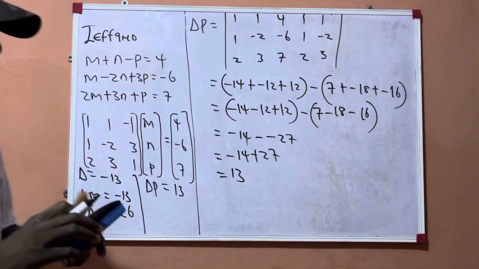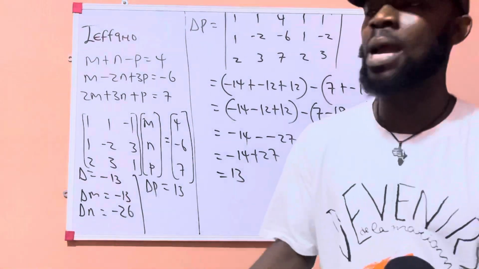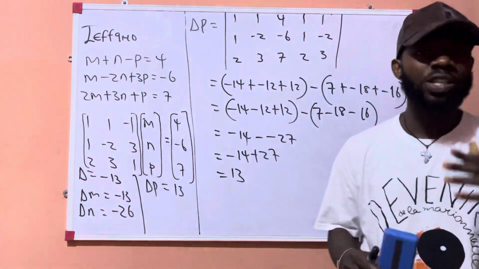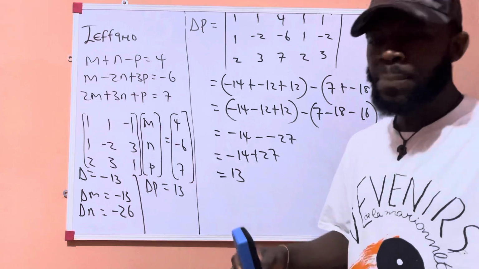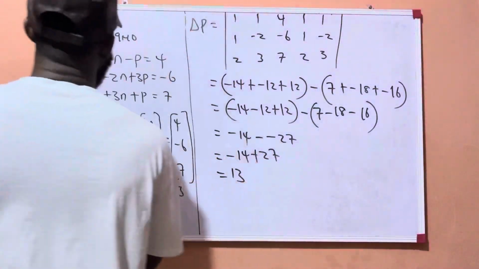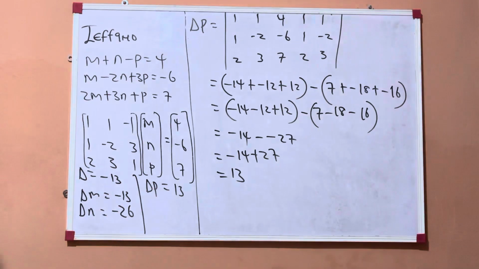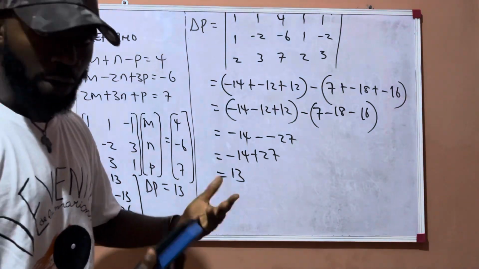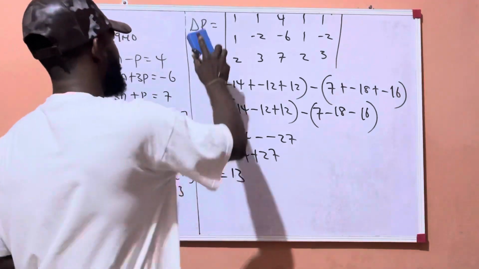Now, remember, the question didn't say we should solve for change in M, change in N, and change in P. No. The question says find the values of M, P, and N. Now, how do we get the values for M, N, and P? It is very simple. This is done by introducing the formulas for M, for N, and for P. Now, what are the formulas? Let's go there.